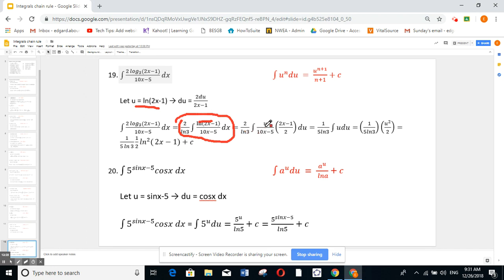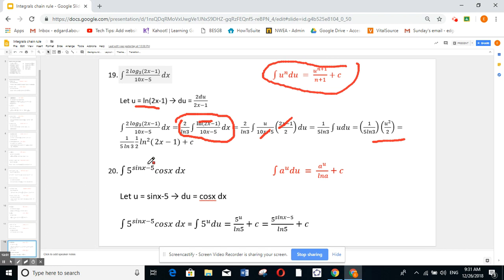Okay, you have u, the ln of 10x minus 5. Du is 2 over 2x minus 1 du over 2. As you can see, I can cancel these two, but I will get 5 as a factor outside. So you're going to get 5 ln 3 outside, and u du is of the form u squared over 2, where you can get the answer.